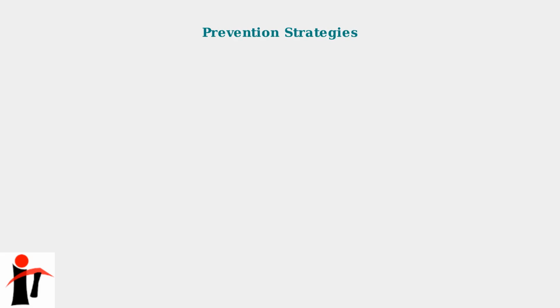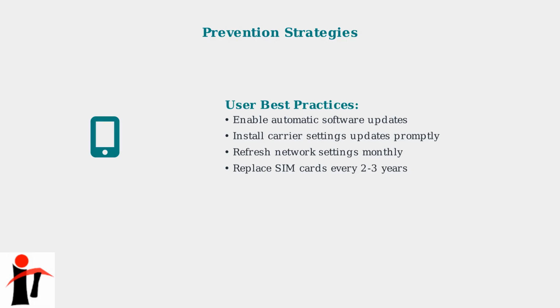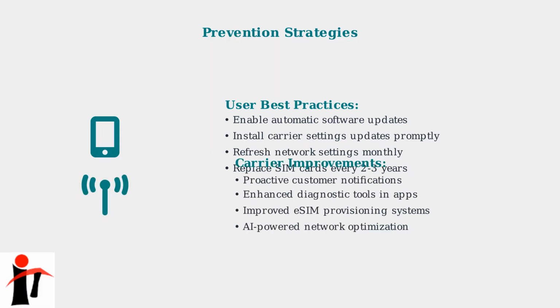Here are key strategies to avoid full bars, no service issues before they occur. Keep your device software and carrier settings updated regularly. Enable automatic updates when possible. Periodically refresh your network settings, especially after traveling or changing locations frequently. Carriers are also implementing proactive solutions.